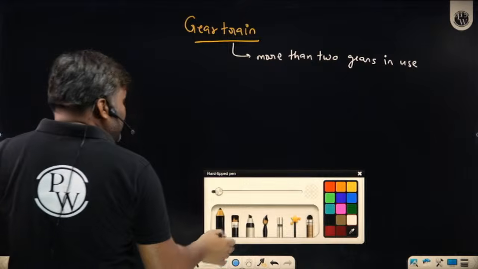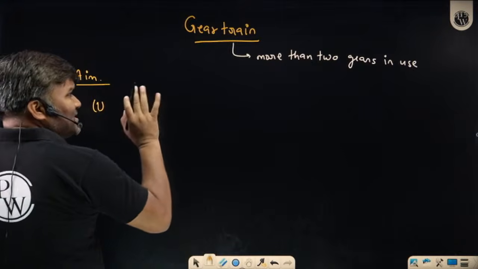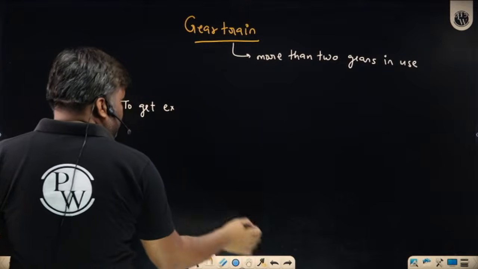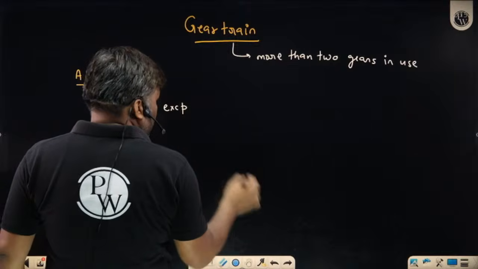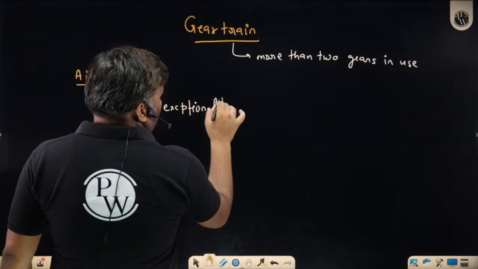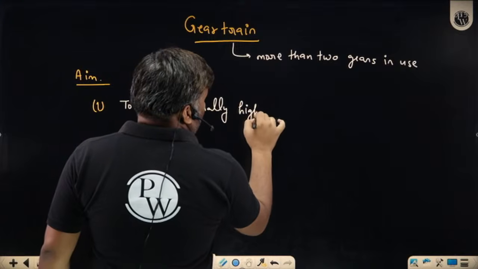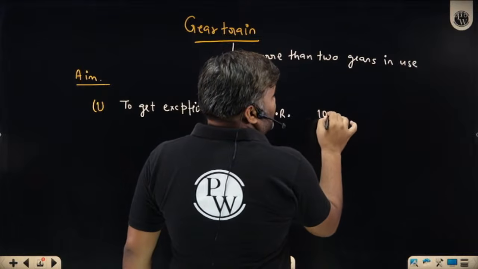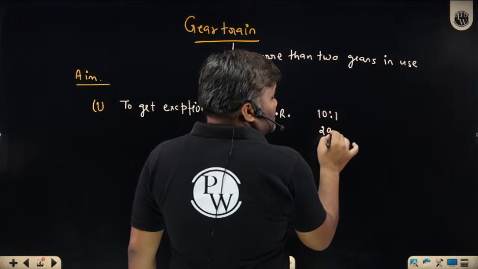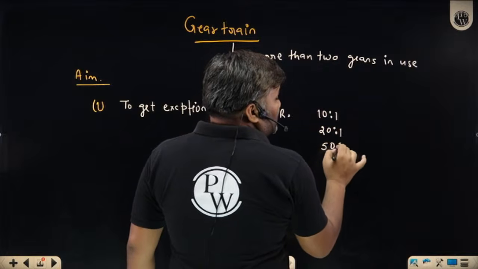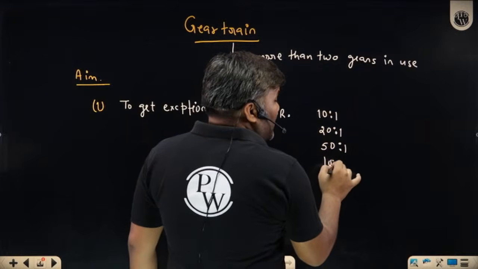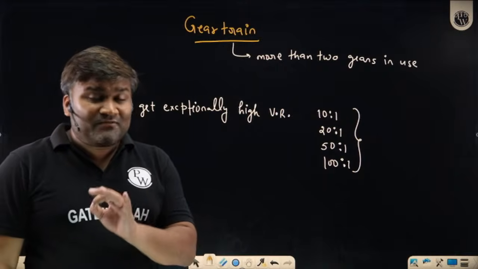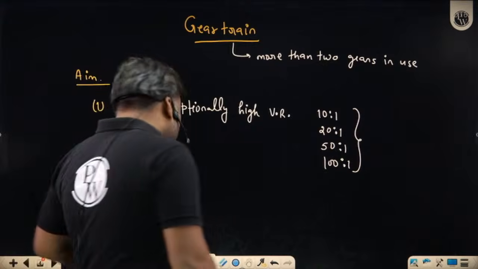Is that clear? So my main technical aim is to get exceptionally high velocity ratio. What is the meaning of exceptionally high velocity ratio? Of the order of 10:1, 20:1, 50:1, 100:1. These kinds of velocity ratios only a pair cannot give. Definitely it cannot give.